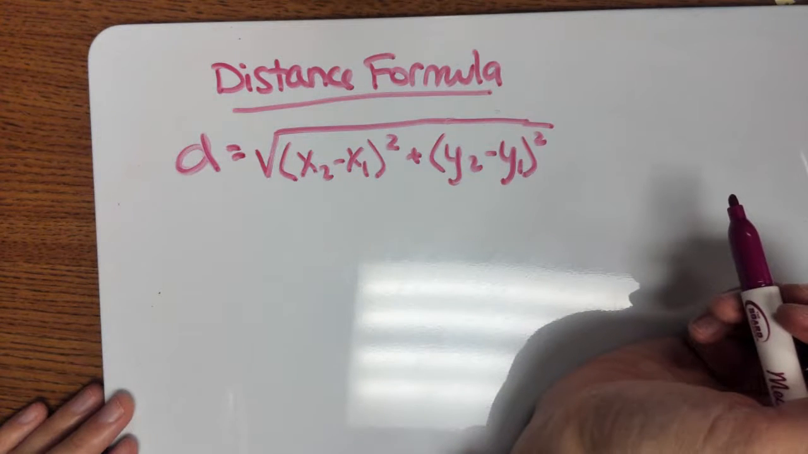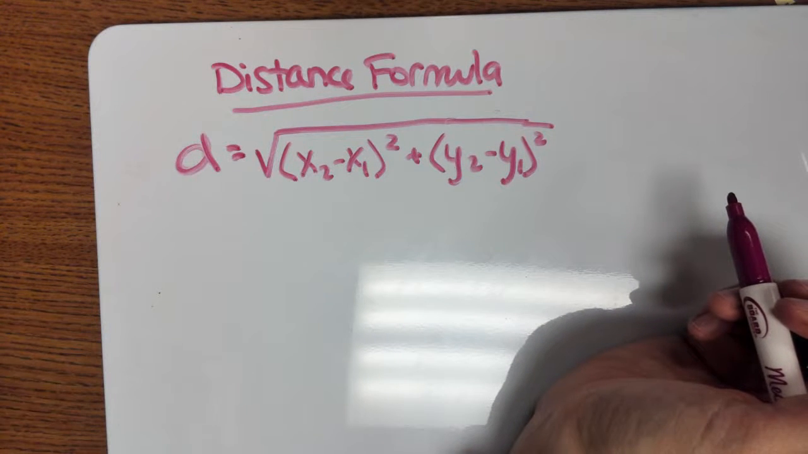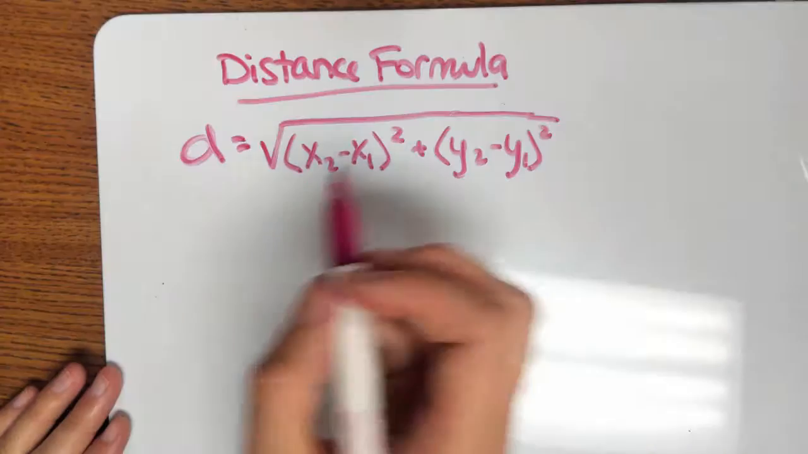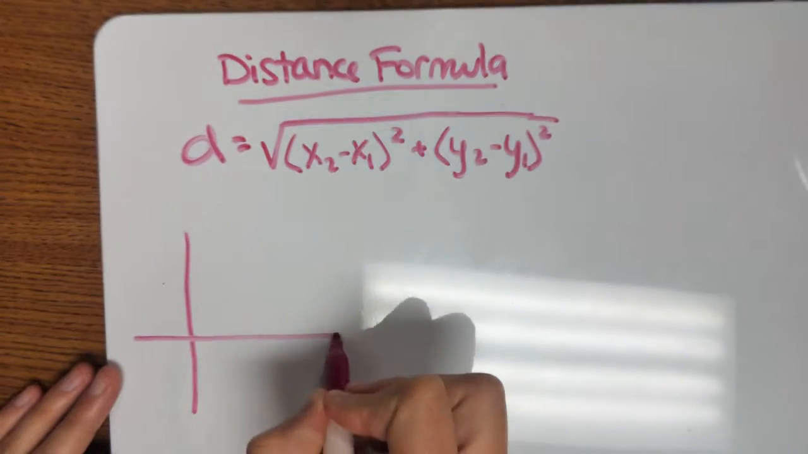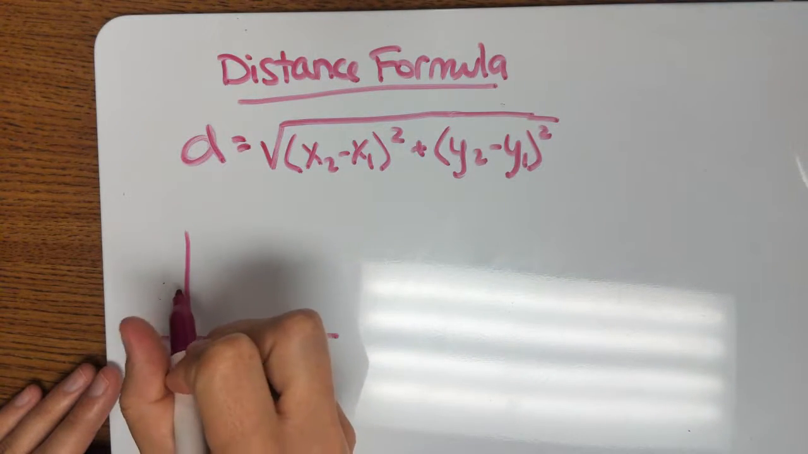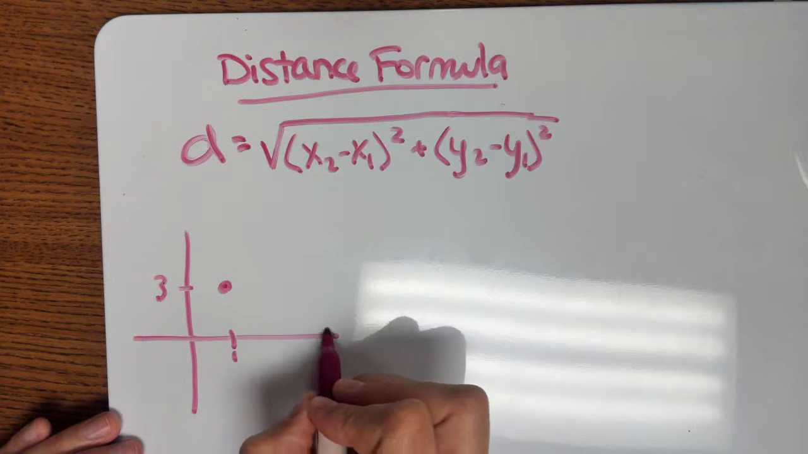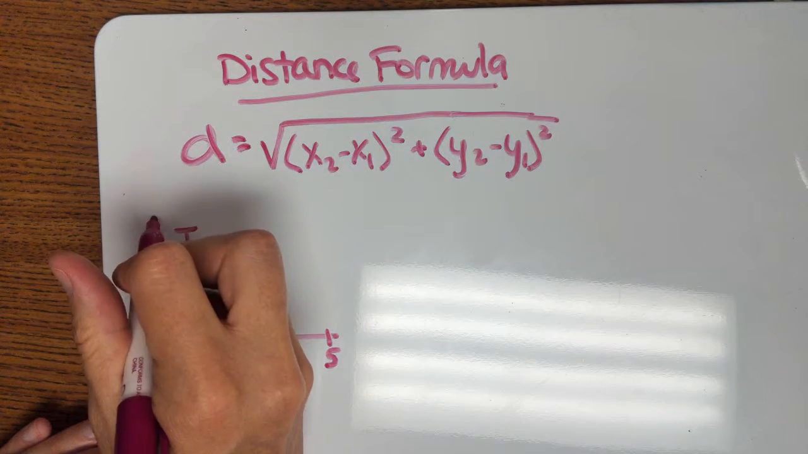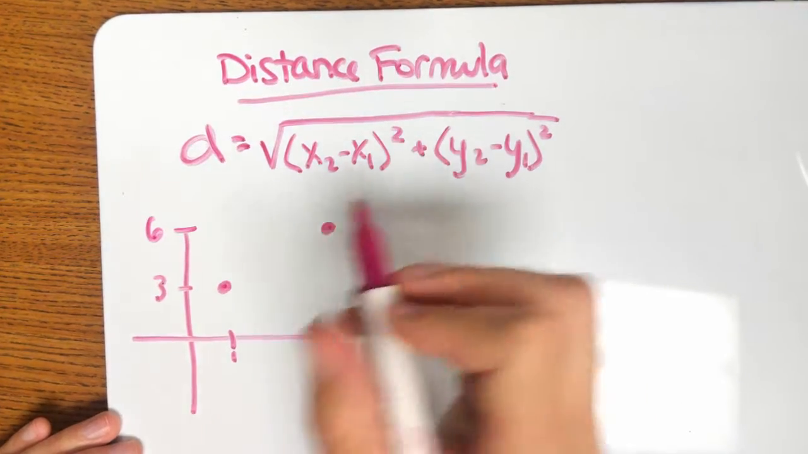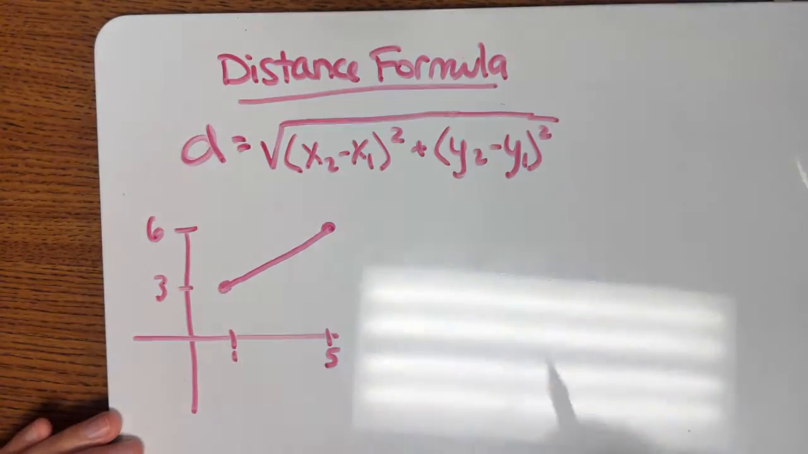So this formula, as long as you are able to type it in and put numbers in the correct place, we are good to go. So how it works, let's say we have 2 points. So we've got the point 1, 3, I'm just making these up, and then we've got the point 5, 6. And we want to know the distance between those.